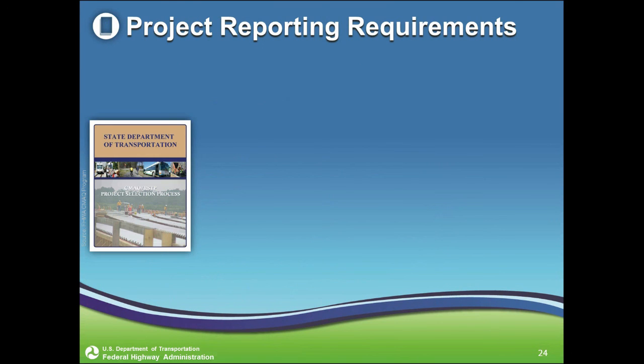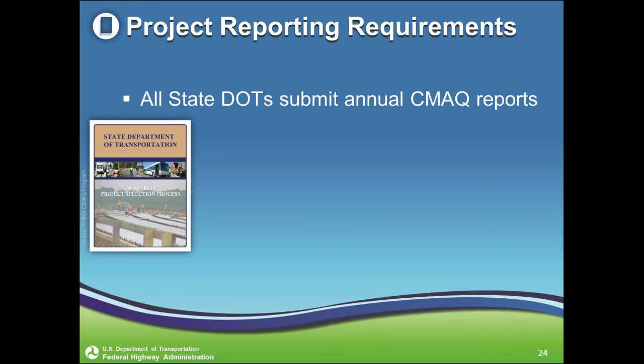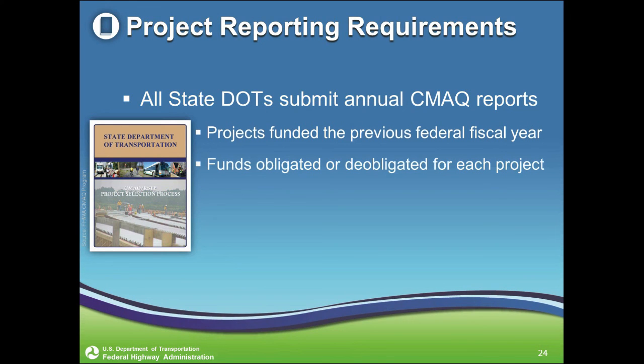Now that we have covered the categories of generally eligible projects, it is time to discuss some reporting requirements and data management systems. State DOTs submit annual reports to the Federal Highway Administration detailing the expenditure of CMAQ funds. The reports should list projects funded in the previous federal fiscal year, including the amount of CMAQ funds that were obligated or deobligated for each project. The report should include a complete description of the project as well as a quantitative analysis of the emissions impact to the extent possible. The report information enables the Federal Highway Administration to maintain a cumulative database of projects.